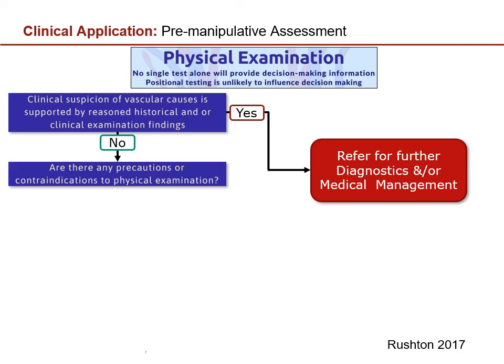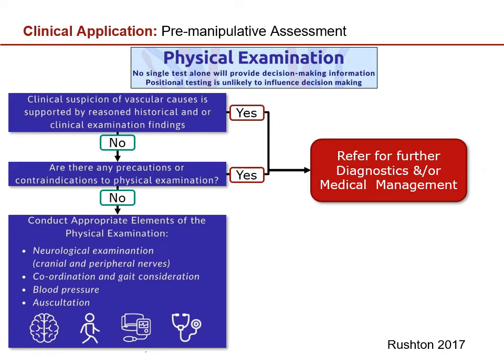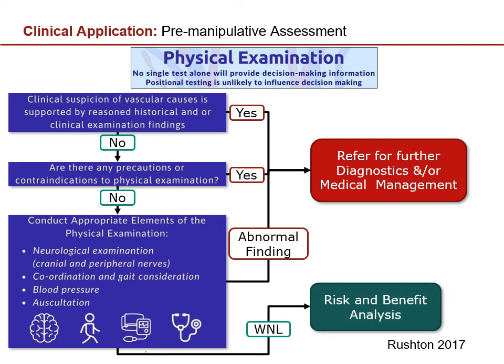If no, then are there precautions and contraindications that would preclude or limit the safety of continuing with the physical exam or being more comprehensive there? If yes, again, referring for further medical management. And then if no, then you are safe to continue to progress with the physical exam. If you should find abnormal findings there that are otherwise concerning, determine whether the individual needs to seek medical management right away or it's okay to continue to treat and then simultaneously refer out. And if things are relatively within normal limits, then you would move on to the risk and benefit analysis of whether this individual would be appropriate for manual therapy or actual manipulative therapy.